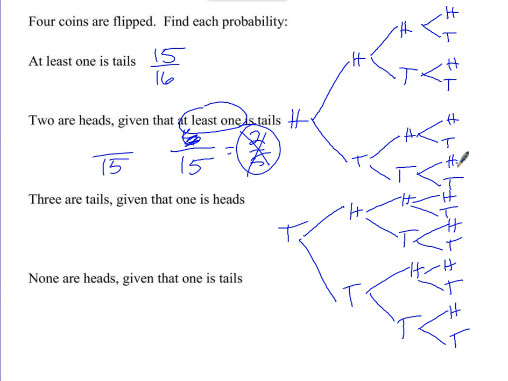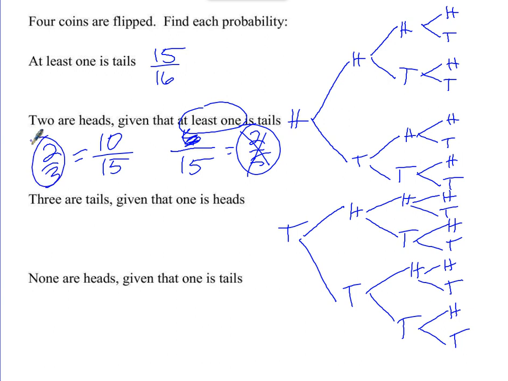That's 6. Now tails, heads, heads, heads works. That's 7. Tails, heads, heads, tails. Does that work? Yeah. Okay, that's 8. Tails, heads, tails, heads. Okay, that's 9. What about tails, heads, tails, tails? No. So that takes care of that whole branch. Now tails, tails, heads, heads works. And that's it. So it's actually 10 out of 15, which reduces down to 2/3.